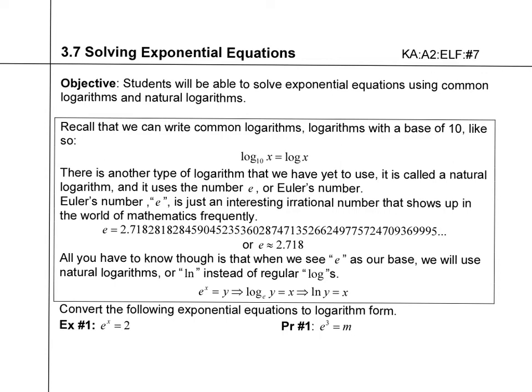All right, 3.7, solving exponential equations. Okay, objective: students will be able to solve exponential equations using common logarithms and natural logarithms.